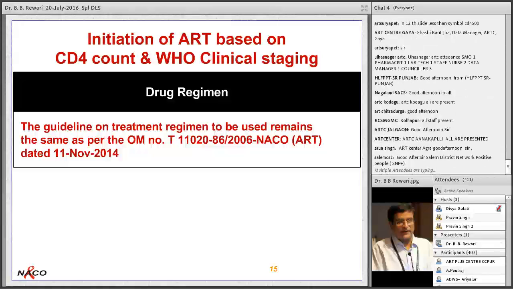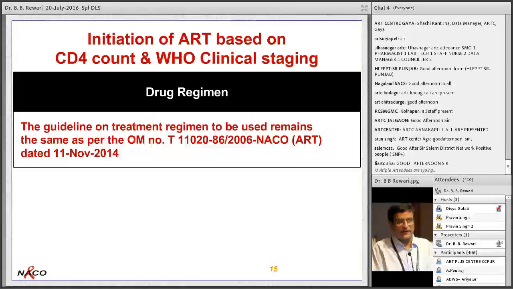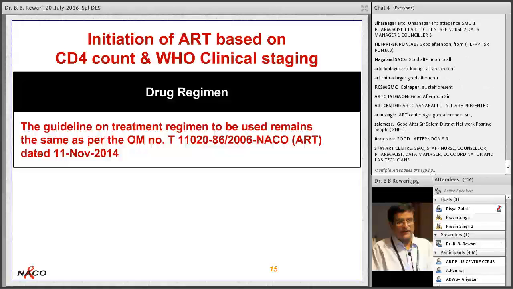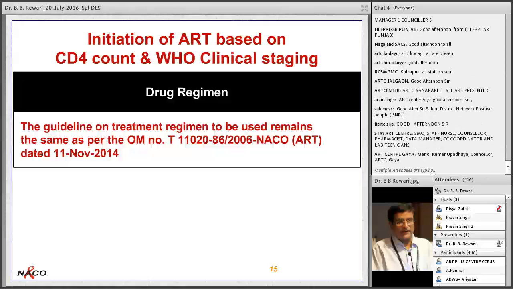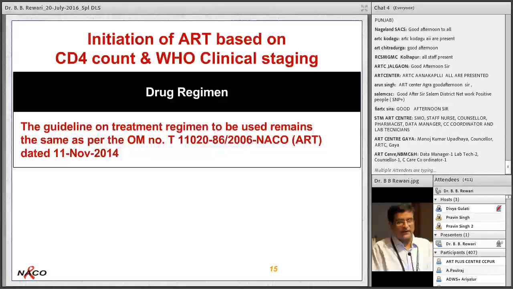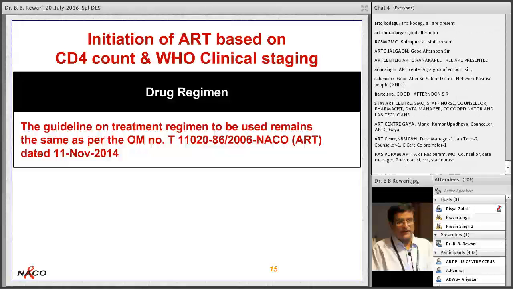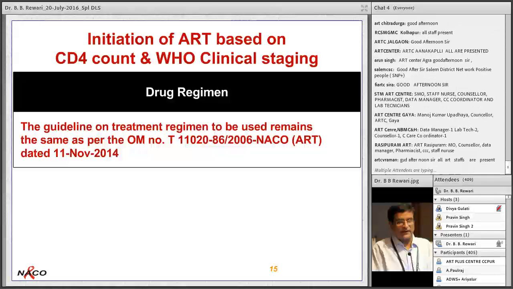a regimen which is a single pill, fixed dose combination of tenofovir 300 mg, lamivudine 300 mg, efavirenz 600 mg, given once daily at bedtime, avoiding fatty food. These are the same guidelines which were rolled out in November 2014. Patients who are already on a zidovudine based regimen continue on the same regimen.